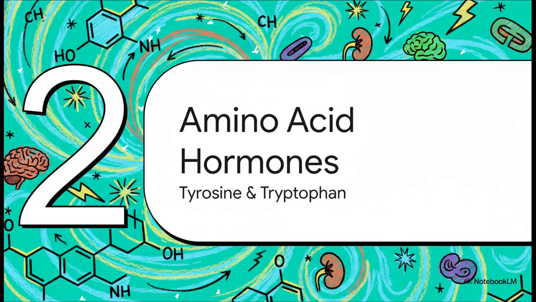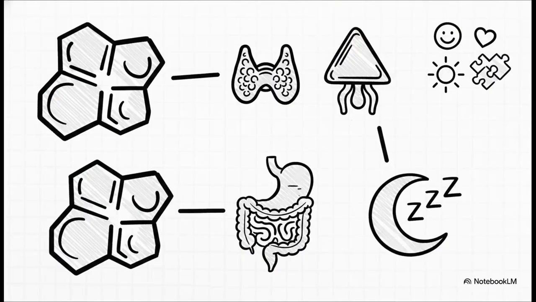Section 2, amino acid-derived hormones: tyrosine, tryptophan, and systemic output. Let's bring some energy to our first structural class and rigorously unpack these derivations, because everything here originates from just 2 amino acids. First up, tyrosine. It gives us our thyroid hormones, T3 and T4, plus the catecholamines secreted by the adrenal medulla, adrenaline, noradrenaline, and dopamine. And this brings us to the exact 80-20 adrenal rule.